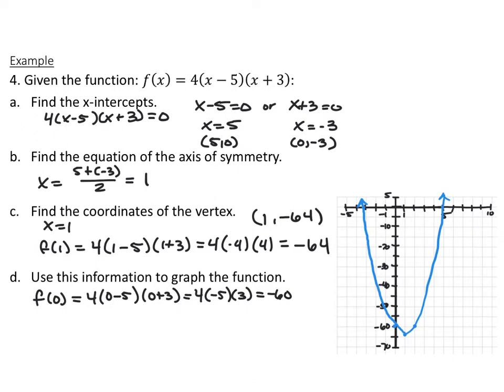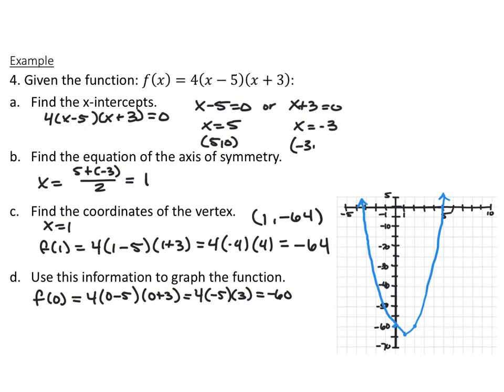This function is in intercept form, so in order to find the x-intercepts, you just set it equal to 0, and then it's already factored, so zero product property, just set each of the factors equal to 0. So you have x - 5 = 0, so one of the x-intercepts is (5, 0), and then x + 3 = 0, so the other x-intercept, that should say, is (-3, 0). So those are your x-intercepts when you're in factored form.